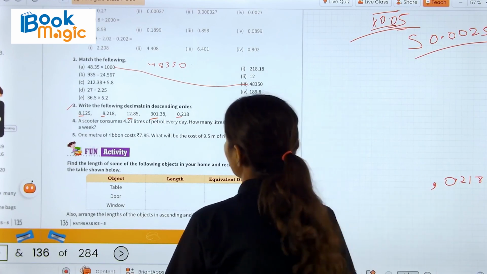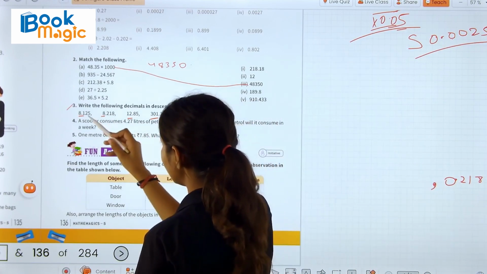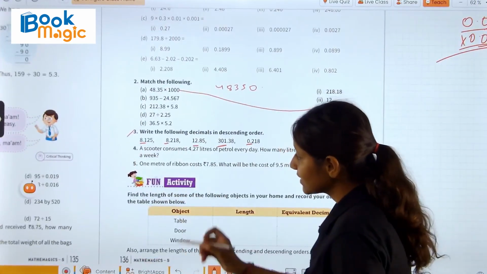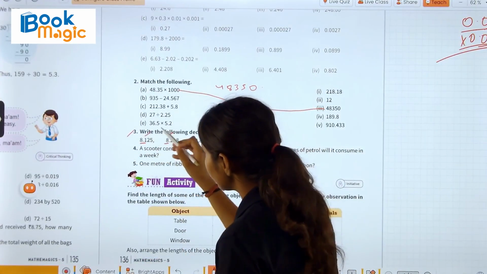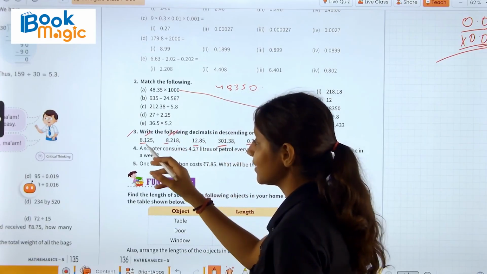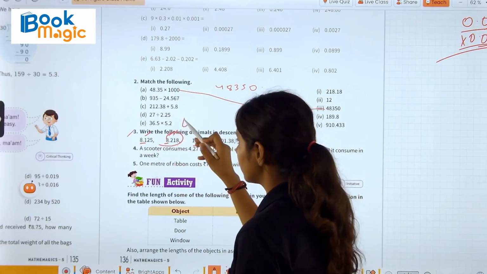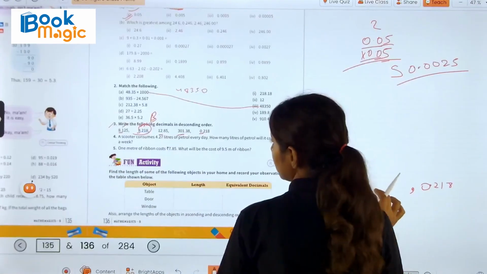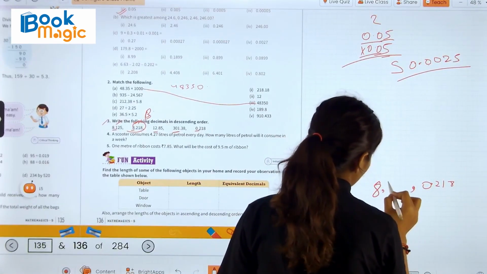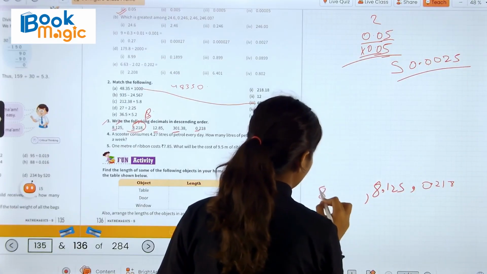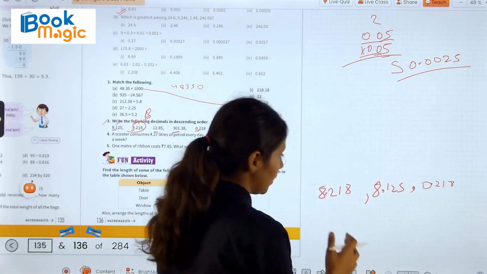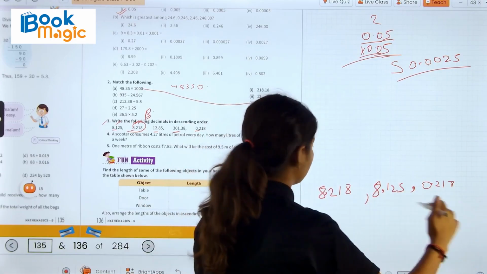Then we have 8. So you have to firstly judge between them. It has 8, it also has 8, it has 1, it has 2. That means 2 is greater than 1. That means this is bigger. So firstly we will write here 8.218, then we will write here 8.125. I am writing it backward. You have to write in such a manner.